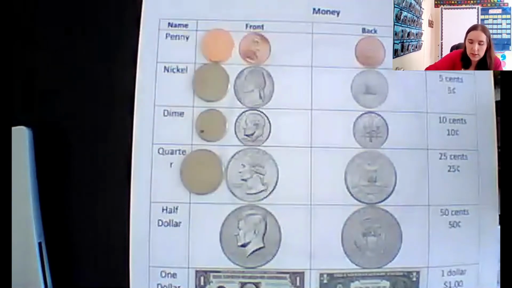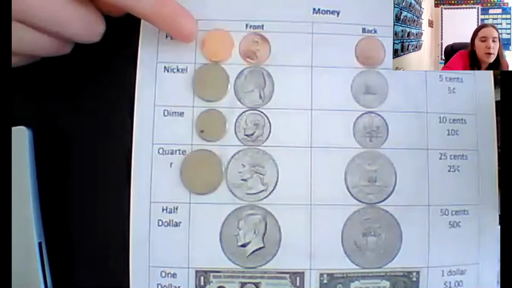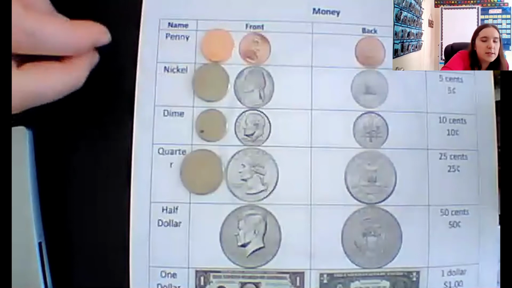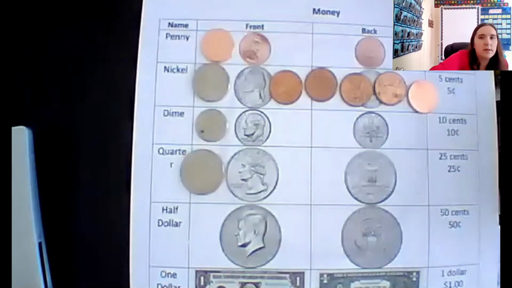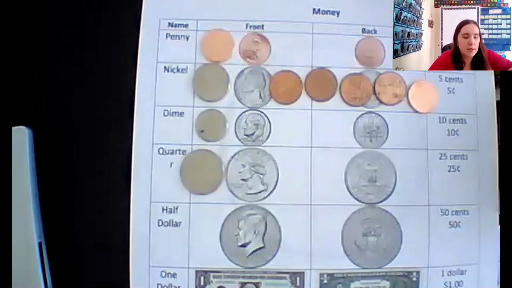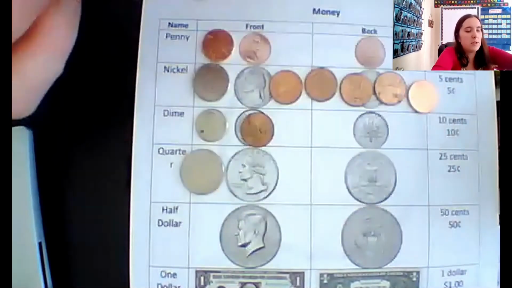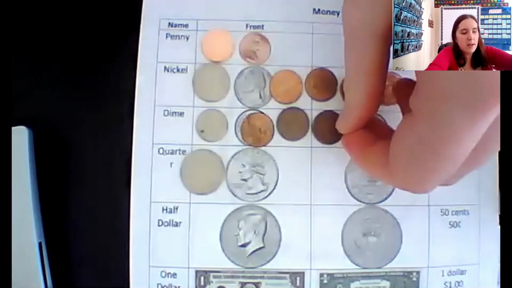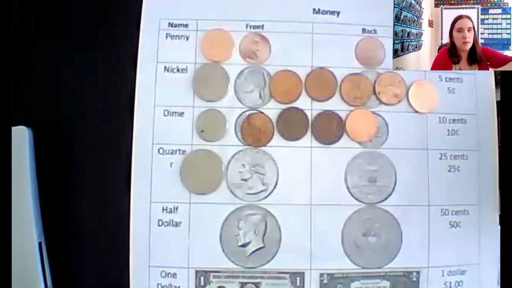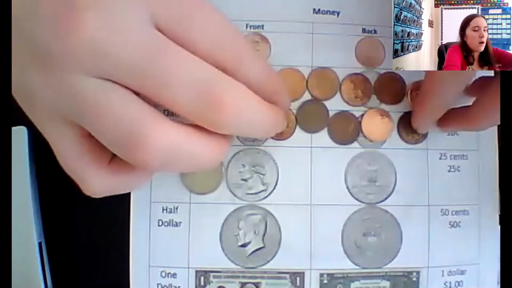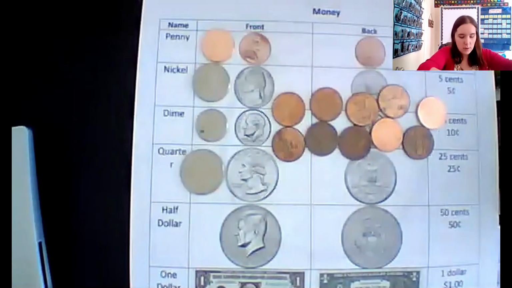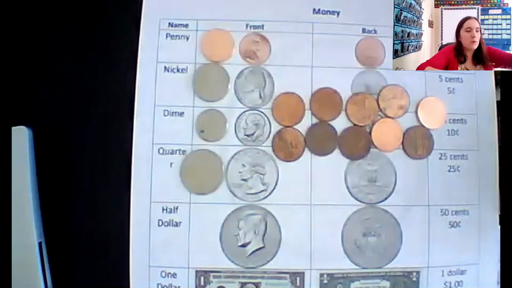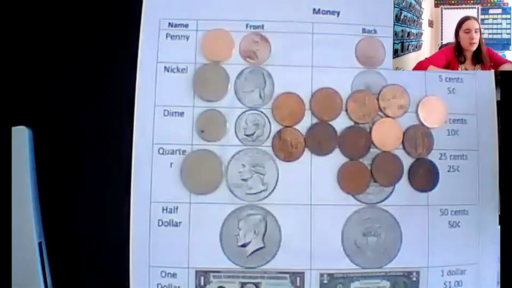Now, really quickly, just as a reminder, if a penny is 1 cent, and a nickel is 5 cents, that means a nickel is the same as 1, 2, 3, 4, 5 pennies. Okay? And a dime is worth the same as 10 pennies or 10 cents. So 6, 7, 8, 9, 10. All of that is the amount that a dime equals, all of that down here. And then a quarter would be 25 pennies or 25 cents.